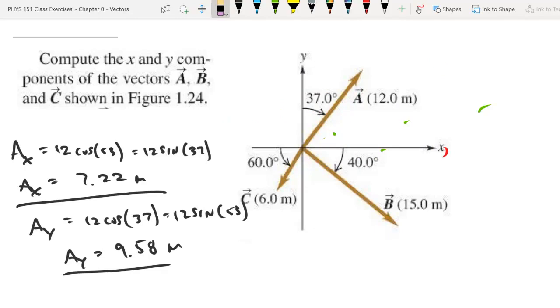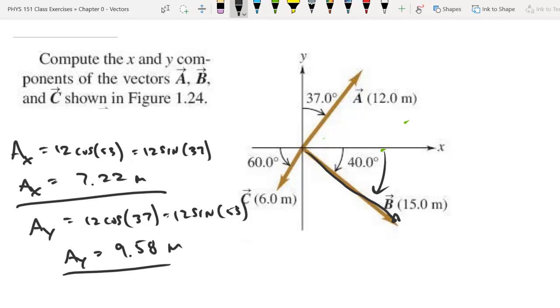Vector B, there are a couple ways that we could write or say this in words. I could say this is 15 meters at negative 40 degrees, right? The negative would mean clockwise versus a positive being counterclockwise. And if you don't say any direction, it's assumed to be in standard position. So I could say vector B is 15 meters at negative 40 degrees.